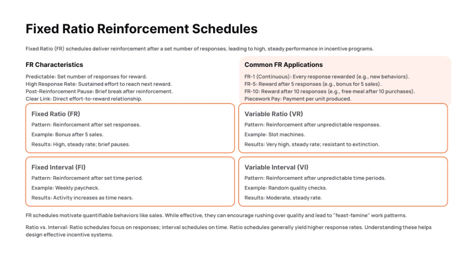In terms of pay structures, piecework pay is a classic example, pay per unit produced, and applies well to fixed ratio schedules. These schedules offer a predictable link between effort and reward, encouraging consistent performance and sustained effort. To sum up, fixed ratio schedules deliver reinforcement after a set number of responses, leading to high and steady performance.